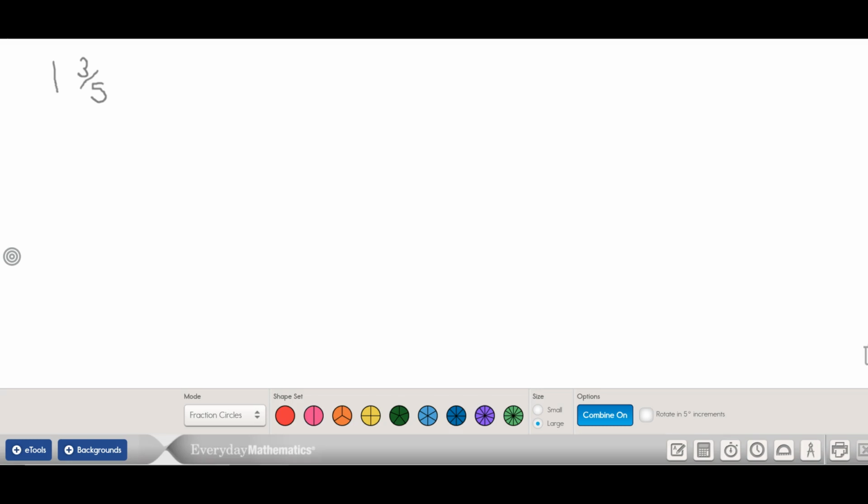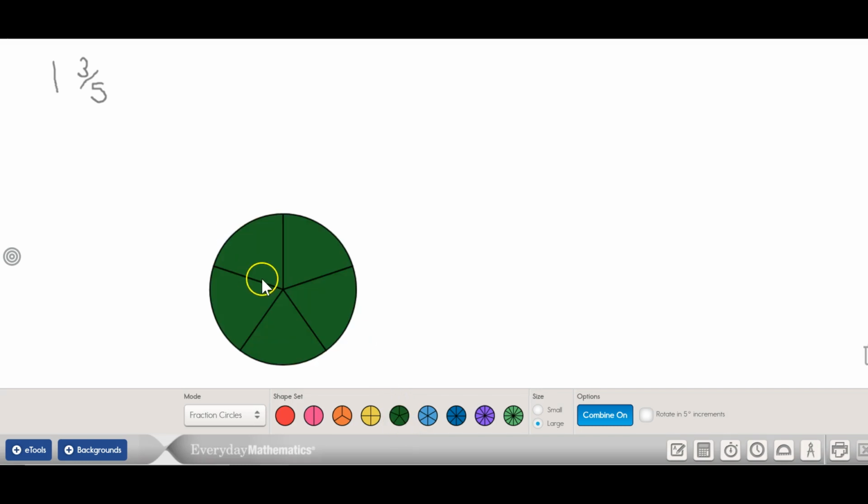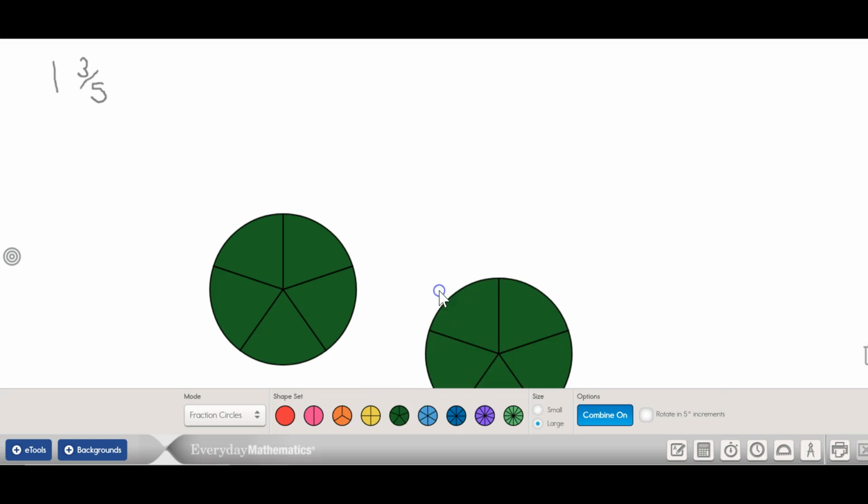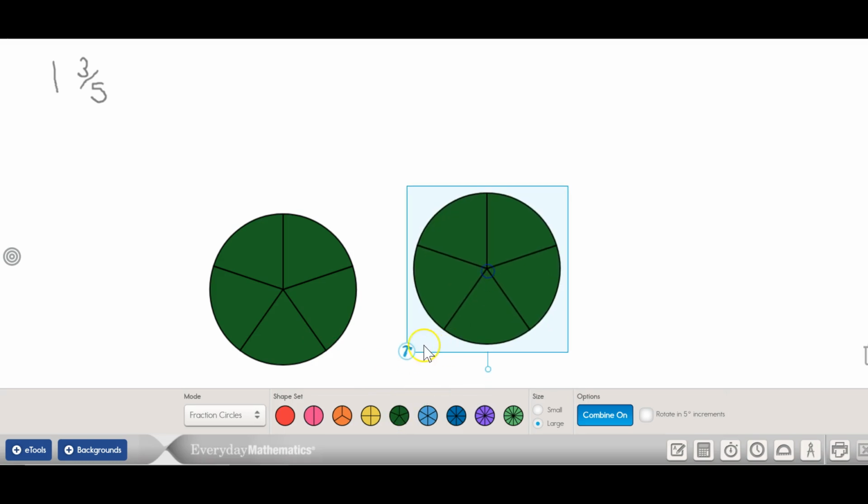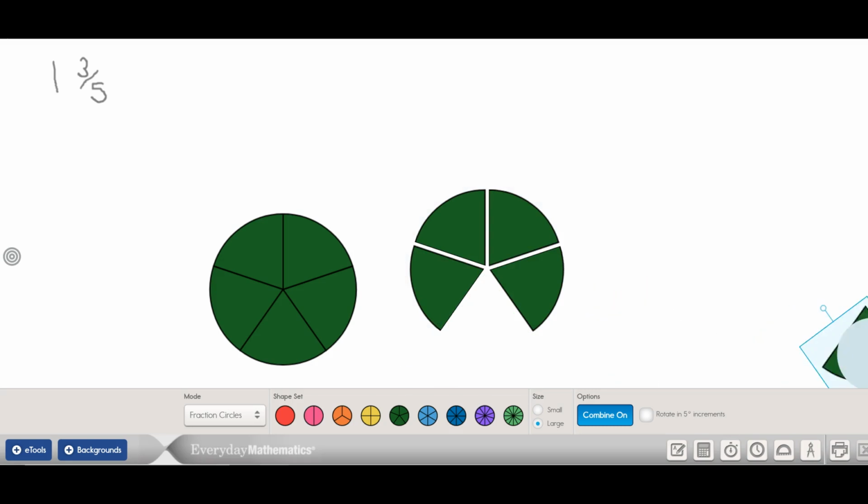Let's decompose 1 and 3/5. These are my fifths. This is 1 whole in fifths. And now I need 3 more. I'm going to break them apart. Get rid of the pieces I don't need. Here's my 1 and 3/5.